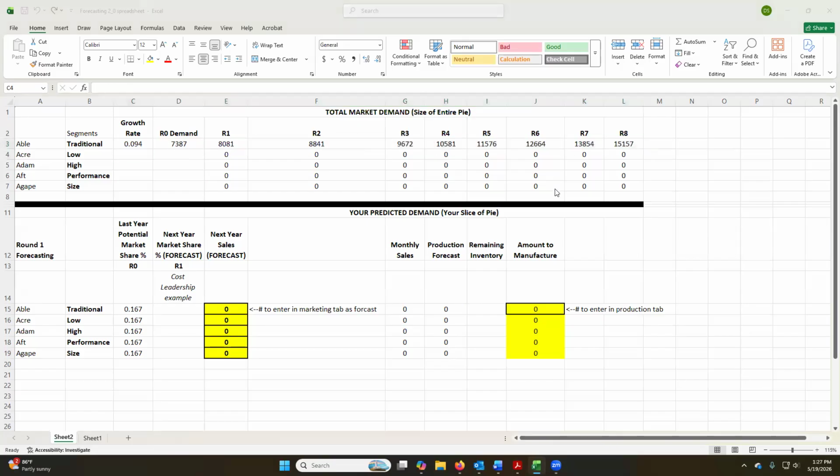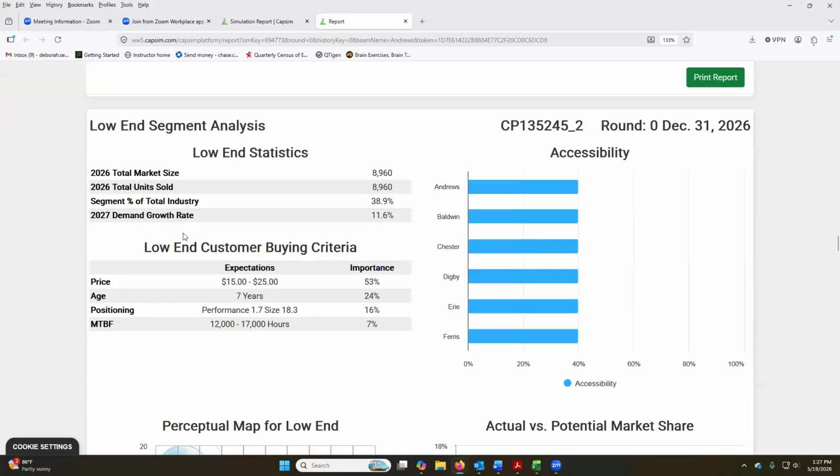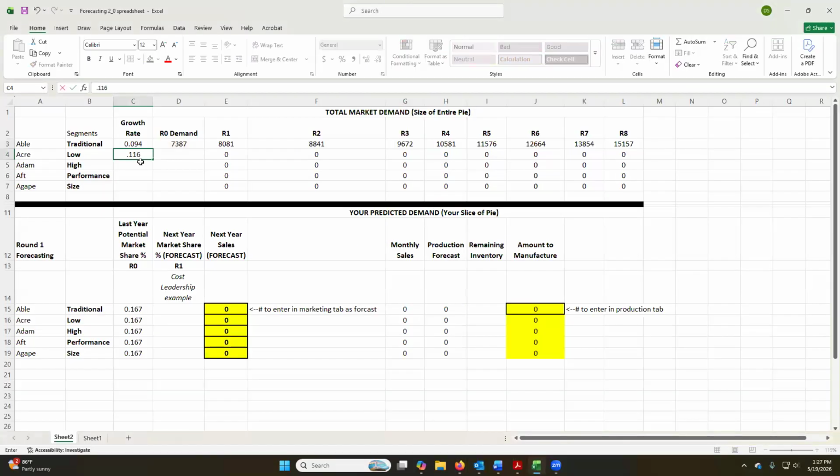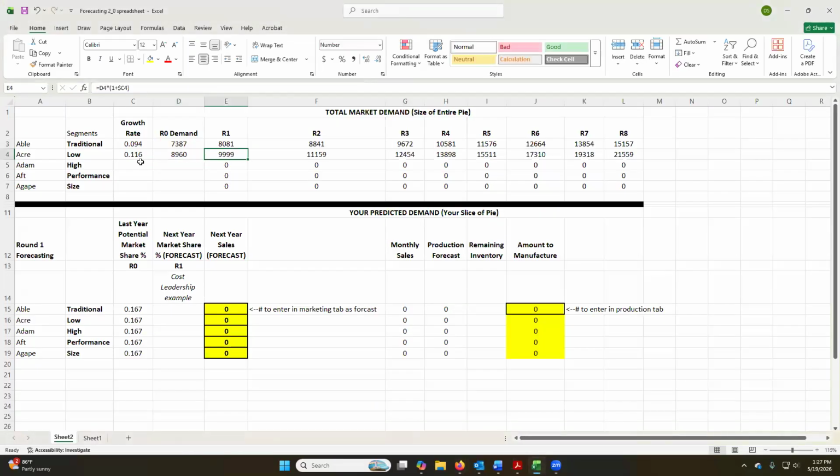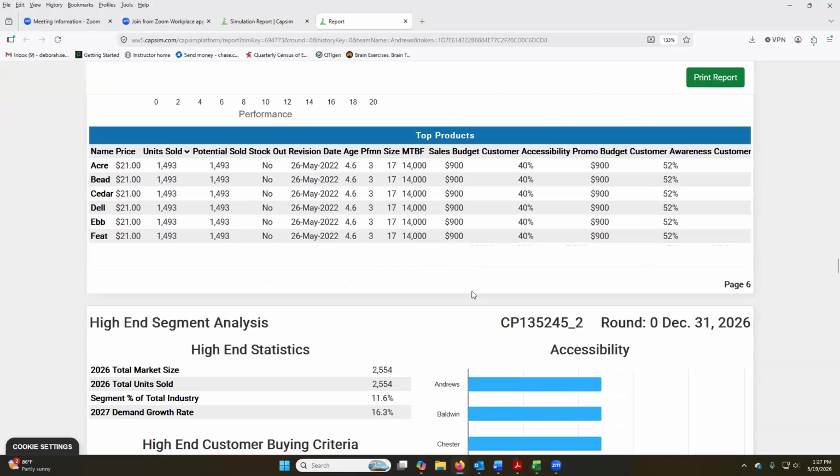All right, so now let's fill out the low end. Looking down to the next page of the Capstone Courier, 8960, 11.6. Okay, so 8960, cell D4 times 1 plus the growth rate, 1 plus C4. So 11.6 equals 8960. Okay, moving on to the high end.